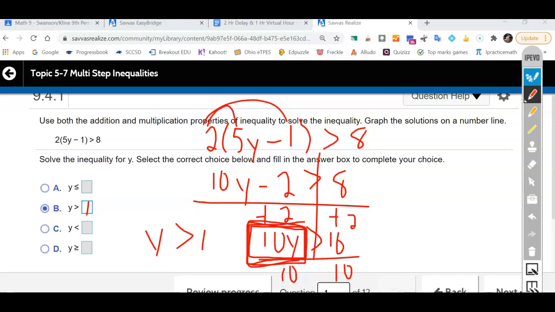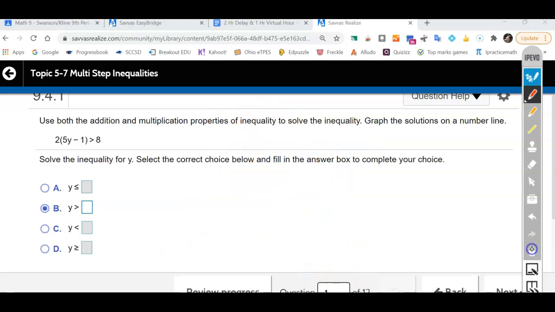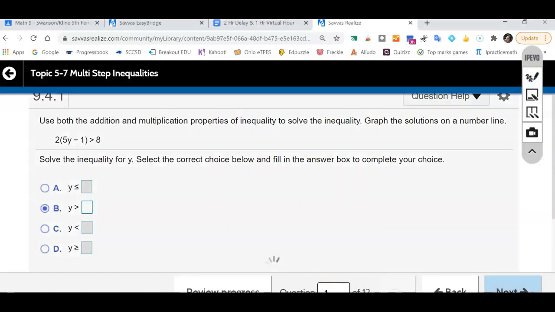Right, I did divide. 10 divided by 10, right? Nope, still same steps. Get rid of addition, subtraction first, then multiplication, division. All right? Okay, that was an easy one, though.